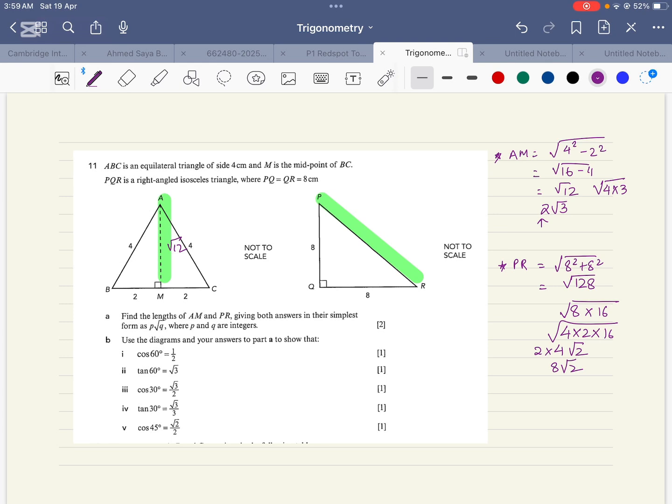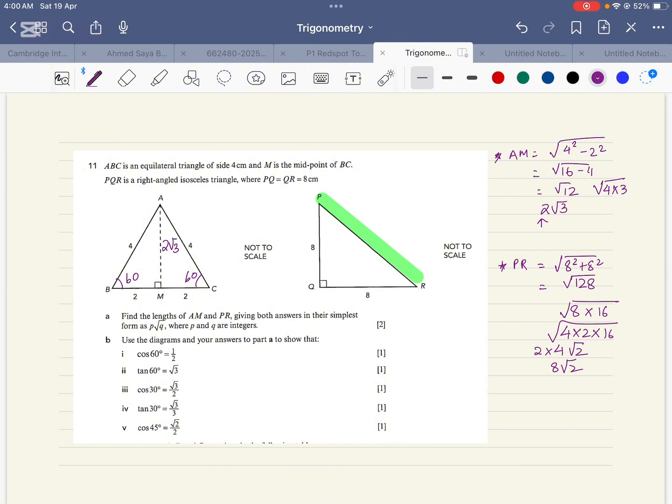These are our answers. Use the diagram and your answers to part A to show that cos 60 is equal to 1 upon 2. For cos 60, we will consider the triangle ABC. As we can see, this is an equilateral triangle with all the sides equal to 4. So all the angles will also be equal. This angle is 60, 60, and I can write 30 and 30. So overall this angle is 60. Cos 60 is 1 upon 2.